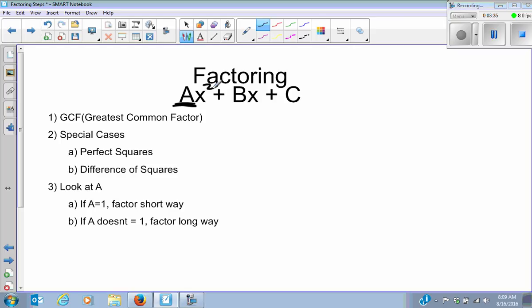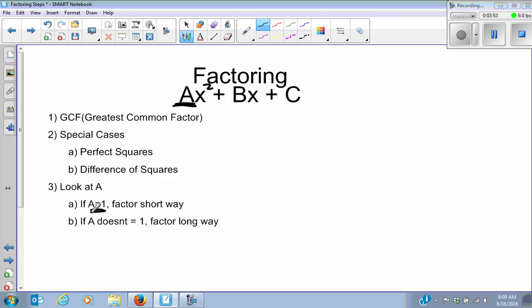You look at it. If A is 1, that's that short way, the double bubble right away. Same sign, different signs. Either I add or subtract to get to my middle number, multiply to get the last number. Everybody kind of understand what I'm referring to, yes?